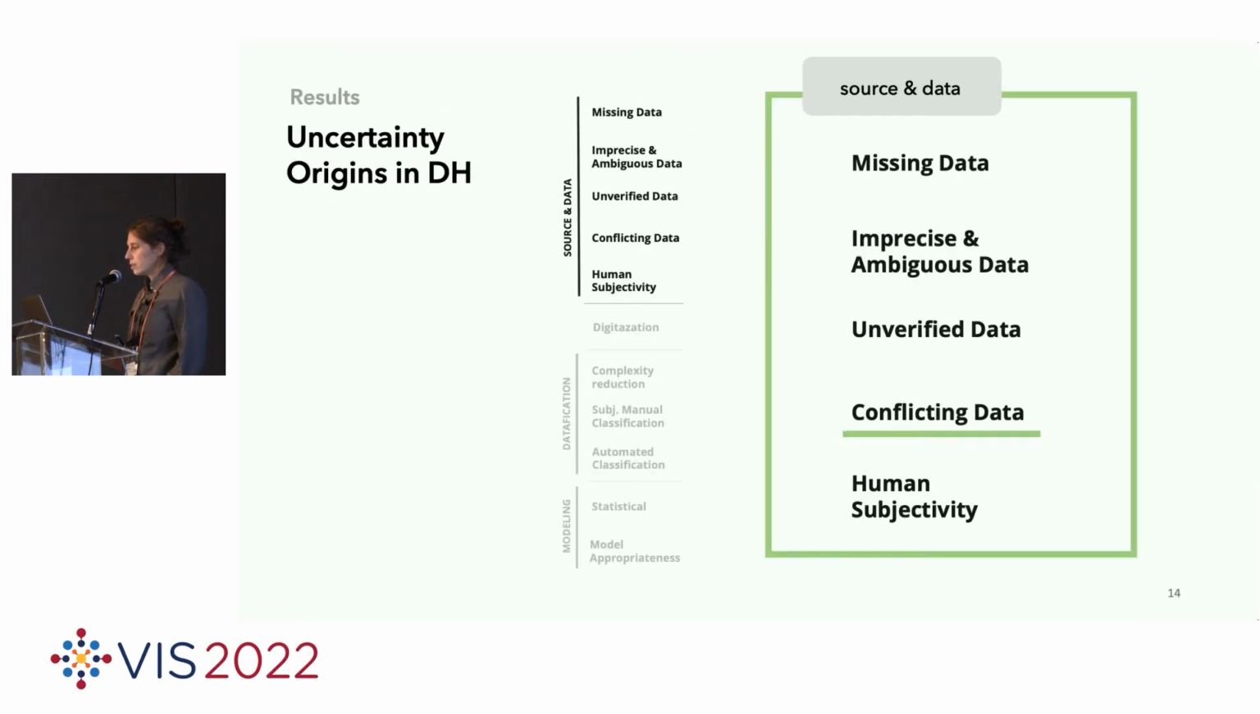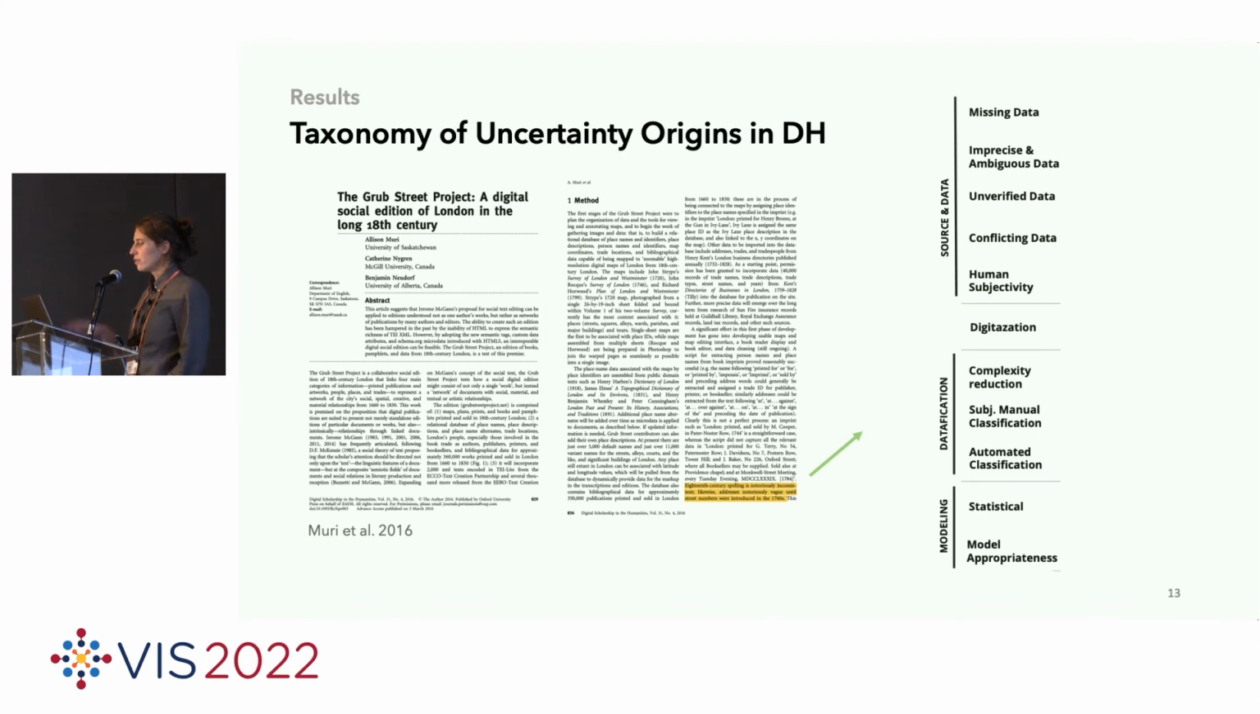The result of this dimension was a taxonomy of uncertainty specifically for the digital humanities. And we found the uncertainties to be originating from all over the analysis process, with a lot of them already coming from the source and the data. And I will mention some of these parts here.